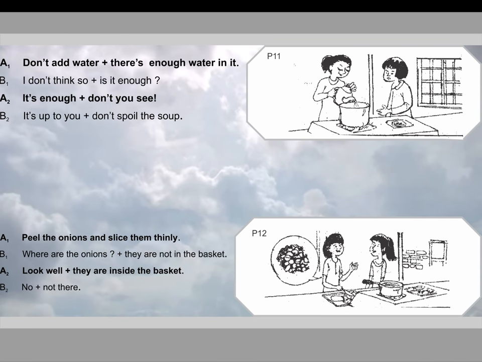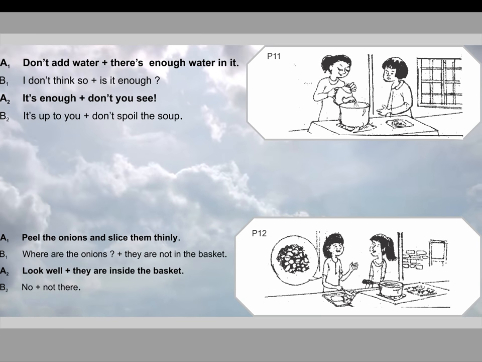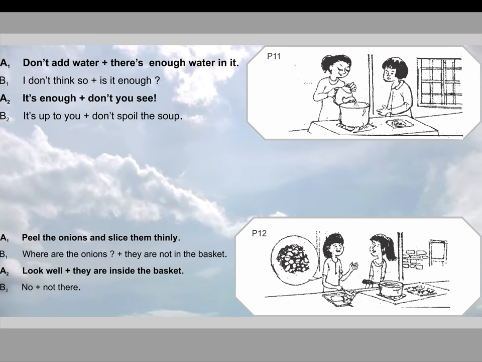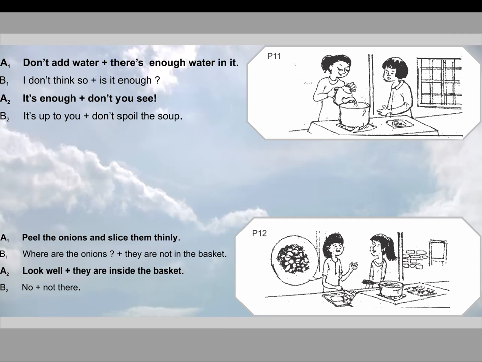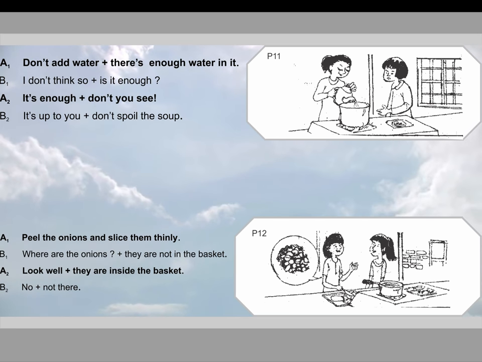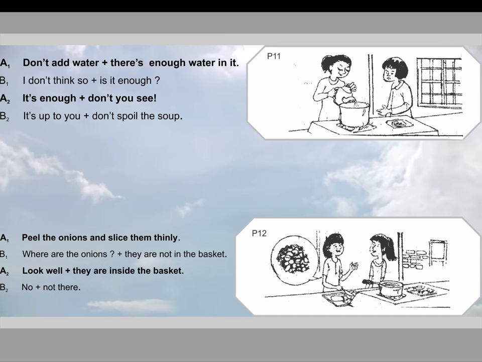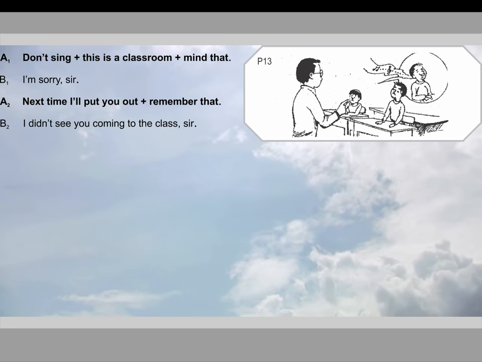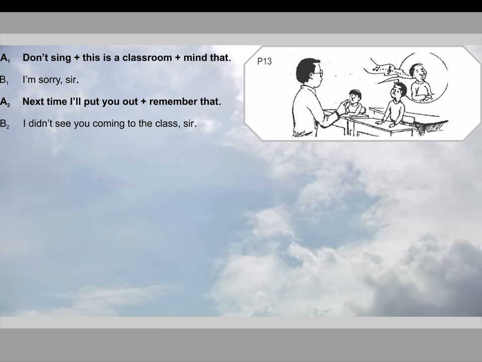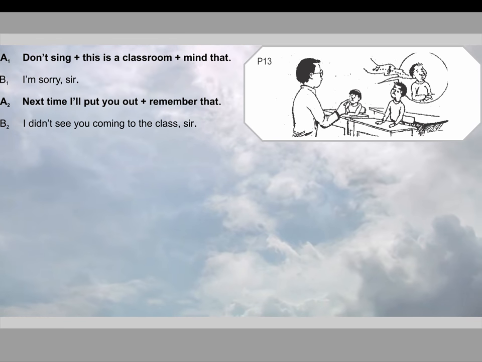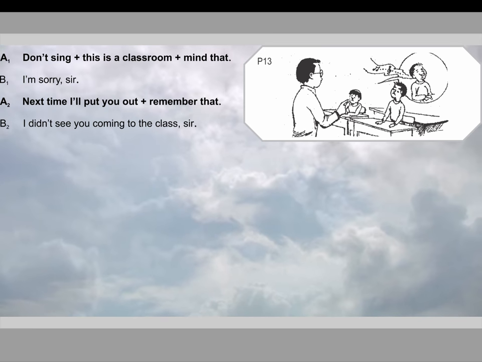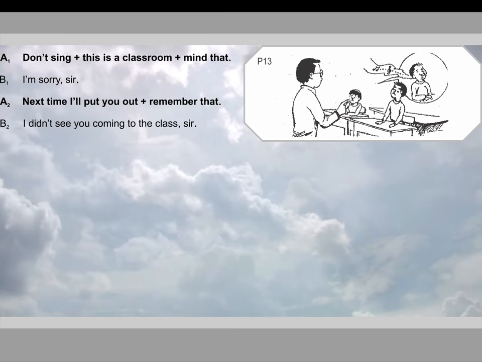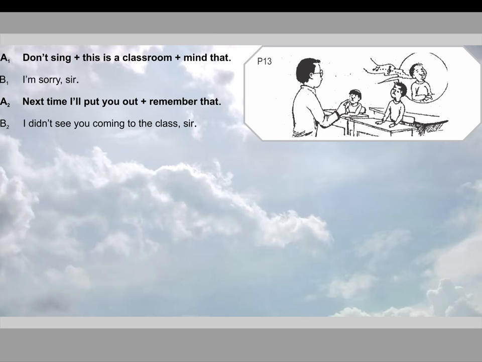Dialogue number 12. Where are the onions? They are not in the basket. No, not there. Dialogue number 13. I am sorry, sir. I didn't see you coming to the class, sir.